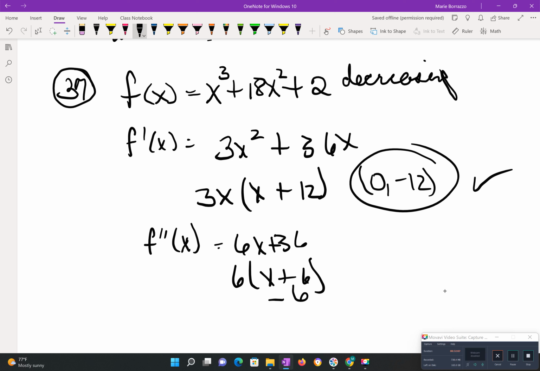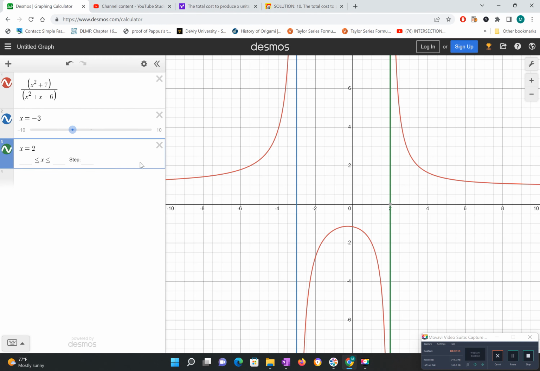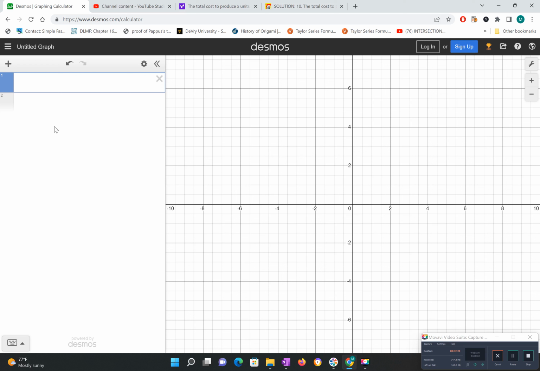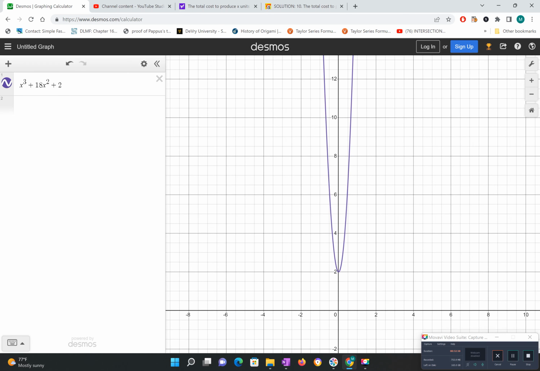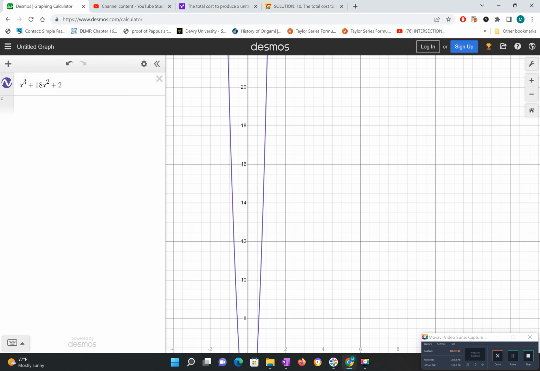You can also throw this into decimals, with a graphing calculator. Either one will work. Go back. So if I were to focus this here, I get x raised to the third plus 18x to the second plus 2. And if you notice, they're simply asking you where it's decreasing. So you have to scroll a little bit.